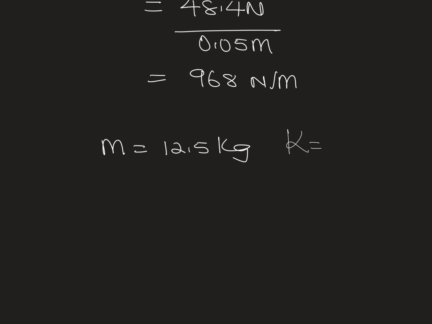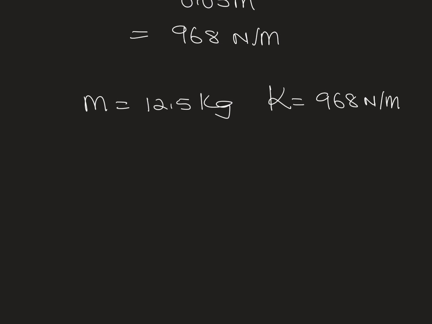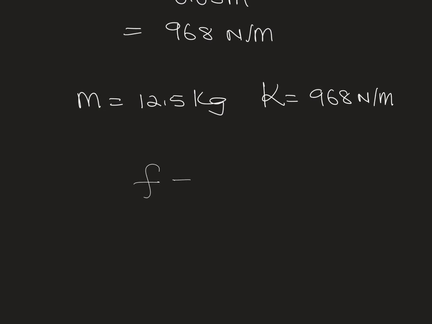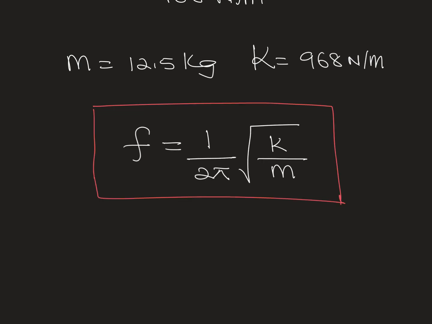But the spring constant K is 968 newtons per meter. What is the formula for frequency? Well, you have two formulae that you can use. Frequency is equal to 1 all over 2 pi the square root of K divided by M. So that is one of the formulae that is associated with the frequency.